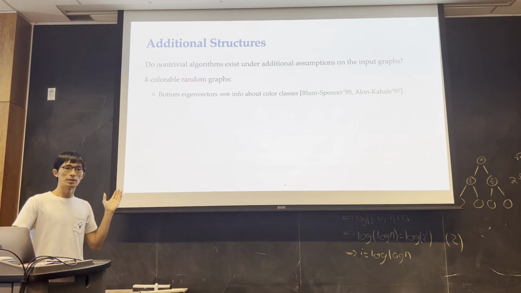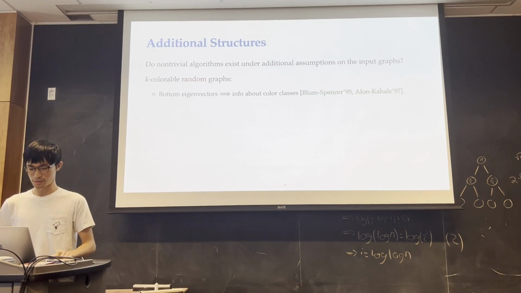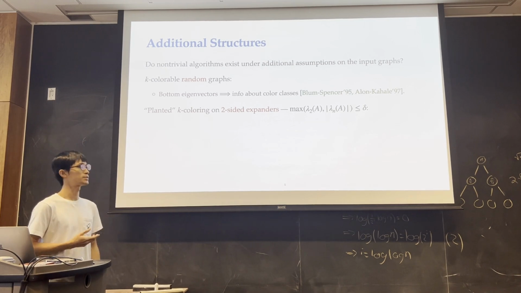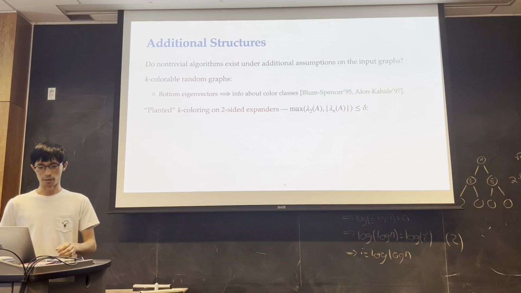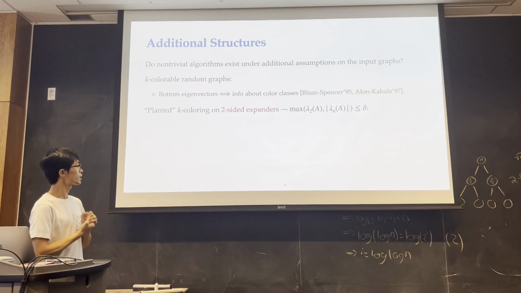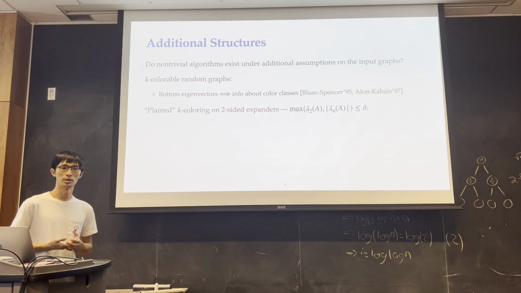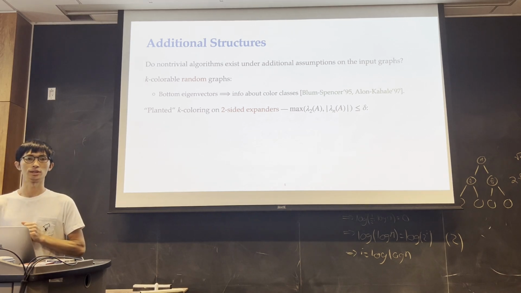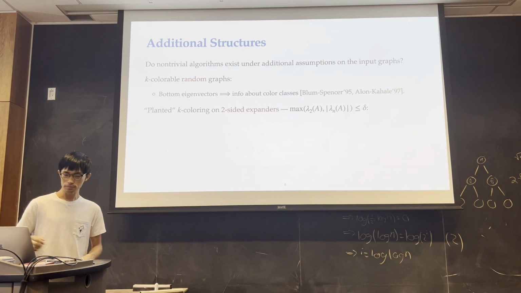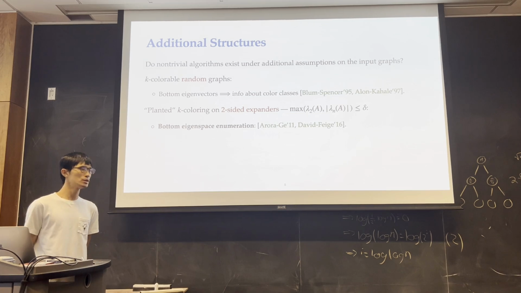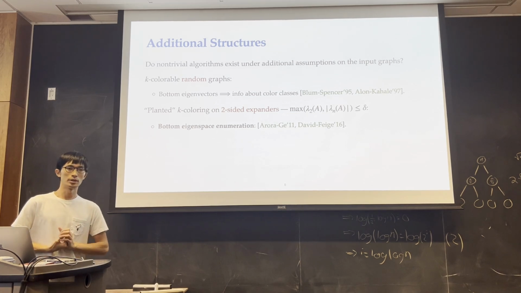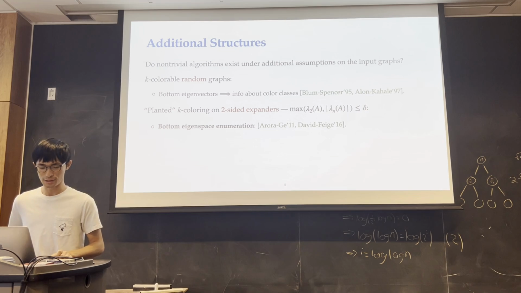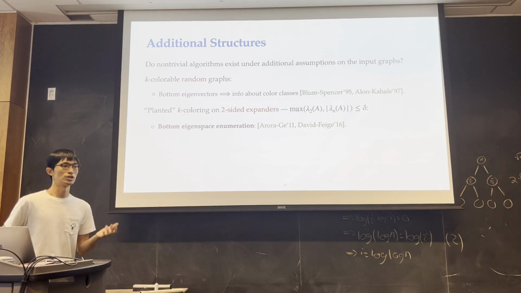And this idea of using the bottom eigenspace is not just restricted to random graphs. It can be extended to k-coloring on two-sided expanders. So this means that both the second eigenvalue and the minimum magnitude of the minimum eigenvalue of the adjacency matrix is at most some small constant delta. So basically they use the same idea of using the bottom eigenspace, and people have come up with algorithms that either recover an almost k-coloring or at least find a large independent set in the graph.